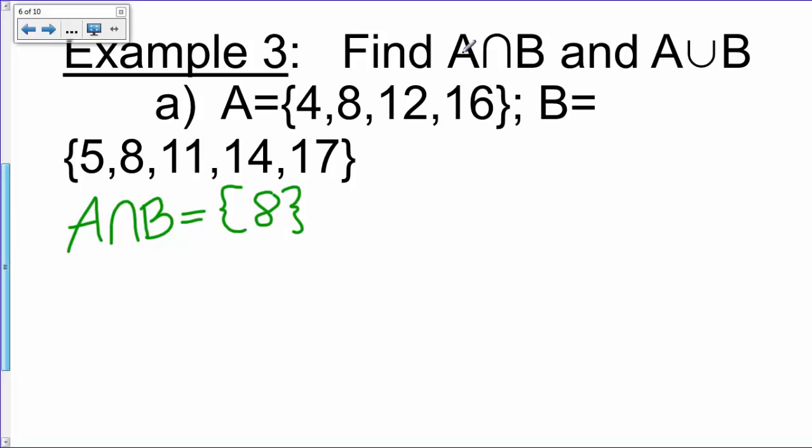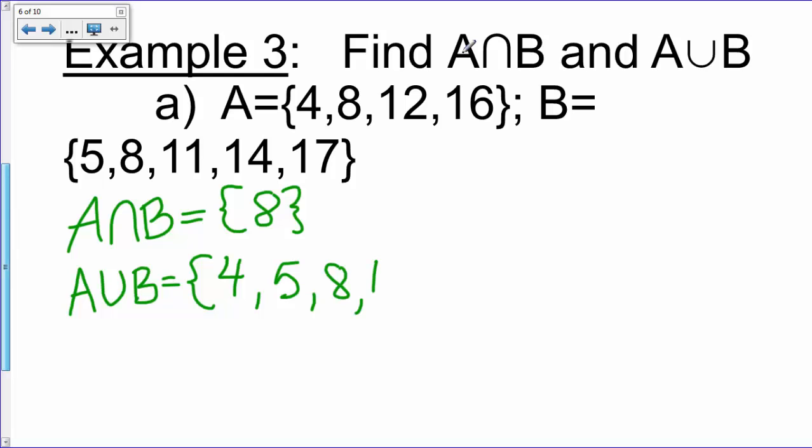Now, for A union B, that means we're going to put those two sets together. So again, we're going to use our braces, and we have to include everything from both. So we have 4, 5, 8, which we're just going to write once, 11, 12, 14, 16, and 17. This would be the union of sets A and B.